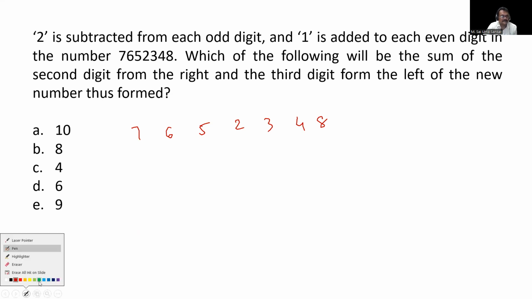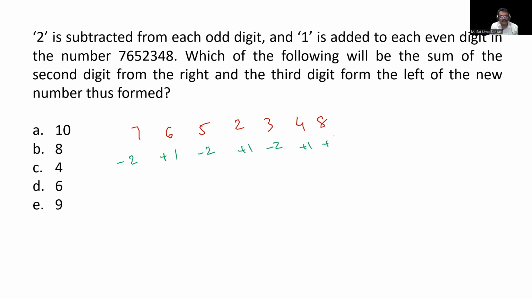Okay, right. Now come to this case. 2 is subtracted from odd digit and 1 is added to an even digit. So 7 minus 2, 6 plus 1, 5 minus 2, 2 plus 1, 3 minus 2, 4 plus 1, 8 plus 1. Why? Because odd digits subtracted 2, even digit add 1. So this is equal to 5, this is equal to 7, this is equal to 3, this is equal to 3, this is 1, this is 5, and this is equal to 9.